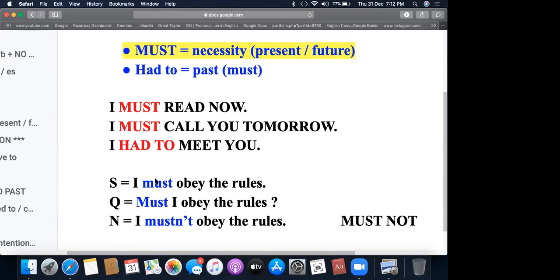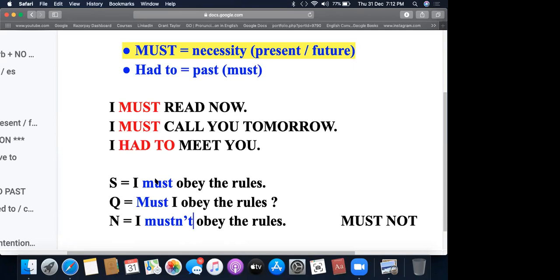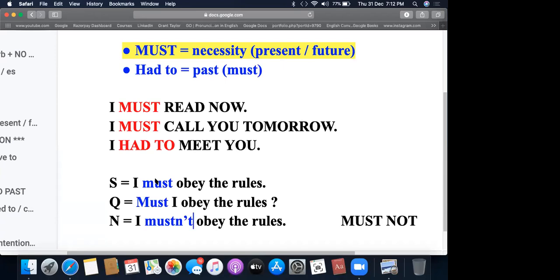Next. You must get the admission. Must you get the admission? You mustn't get the admission. Very good. Next. I must get 90% in the exam. Must I get the 90% in the exam? I mustn't get the 90% in the exam. Very nice. Next. I must please her. Must I please her? I mustn't please her. Very good.